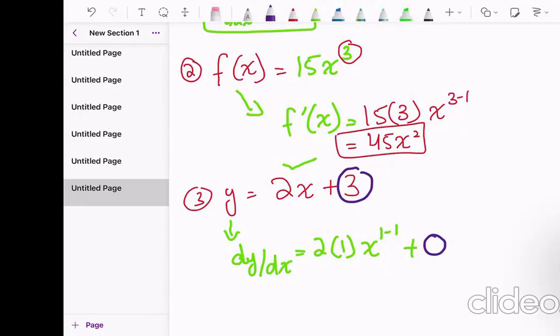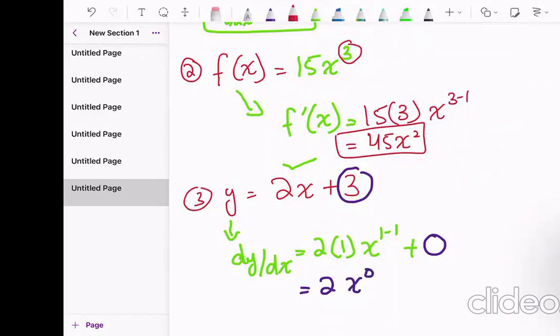Because of the plus sign, we have to take the differentiation of the first term 2x and 3 separately. In the first term we have x, that's why 2 will not become 0. But in the second term we don't have any variables, so we know that the differentiation of a constant number is 0, so we write 0. So now the final answer will be 2, now x raised to the power 0.